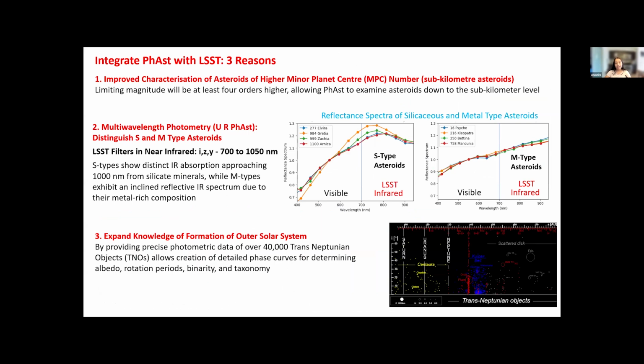So, with the upcoming LSST, this will improve my PhAst algorithm in 3 ways. First, it'll increase the limiting magnitude that's observable, allowing PhAst to characterize much dimmer objects. Second, the LSST survey has many filters in the near infrared zone, and this is very important for being able to differentiate between silicaneous and metallic asteroids, because while these asteroids have similar geometric albedos, in the infrared wavelengths, they differ in their spectra. And finally, using the LSST survey, it'll be able to observe trans-Neptunian objects, so outer solar system asteroids, which will enable me to use my PhAst algorithm to characterize them.